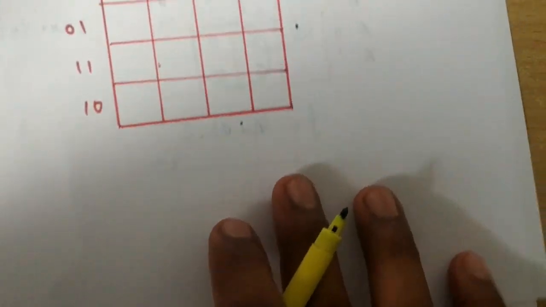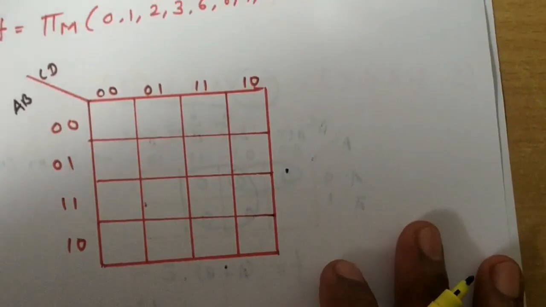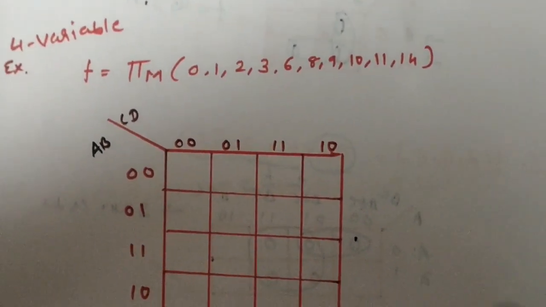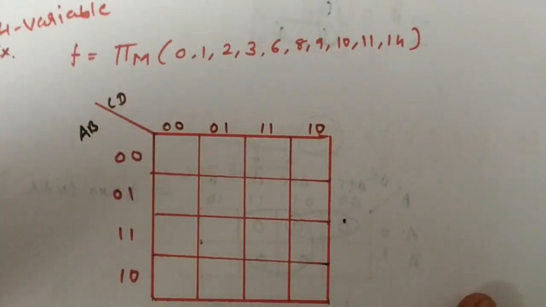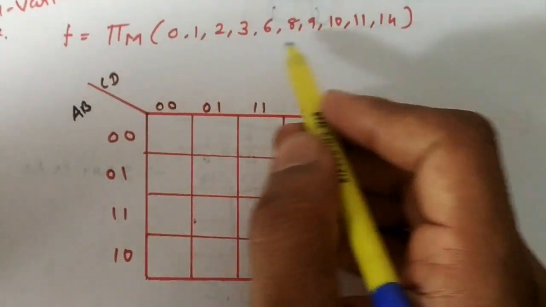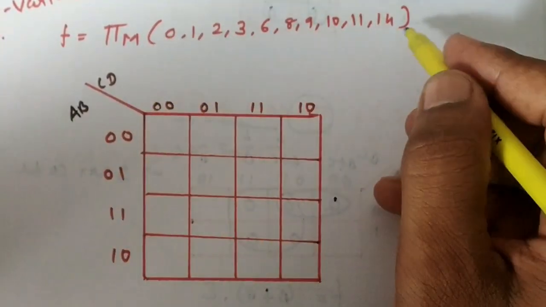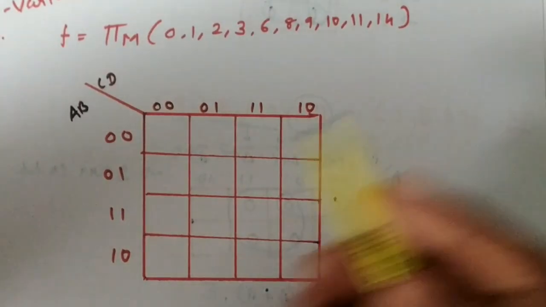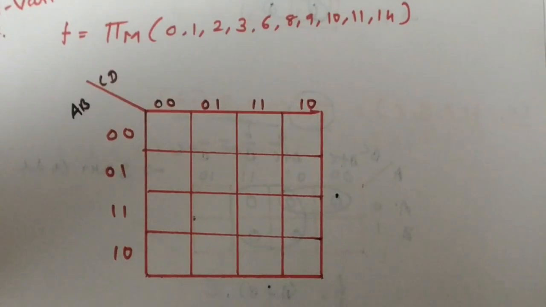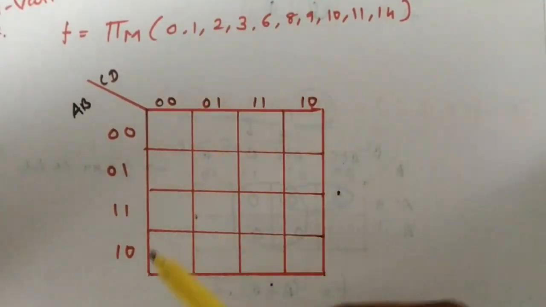Let me give you one more example of a 4 variable K-map, so that it will be clear in your mind how we can solve the 4 variable K-map example. So I have already represented it with one example, pi of m. You have to simplify this expression. I have already drawn the K-map for the same. Okay, let us try to map this data into the K-map.